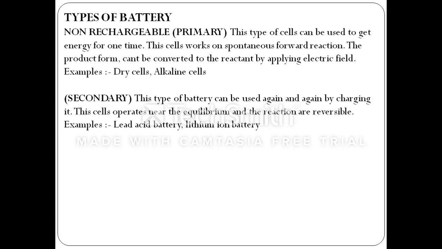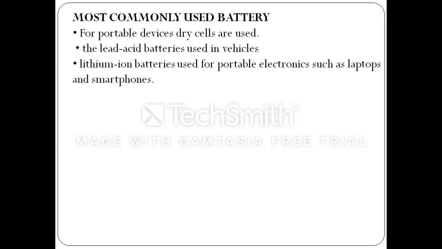Now the second one is the secondary type. This type of battery can be used again and again by charging it. This cell operates near equilibrium and the reactions are reversible. For example, lead acid battery or lithium ion battery are examples of the secondary type. Now next is the most commonly used batteries. For portable devices, dry cells are used. Then lead acid batteries are used in vehicles, and lithium ion batteries are used for portable electronics such as laptops and smartphones.